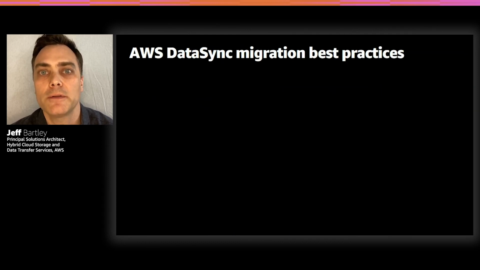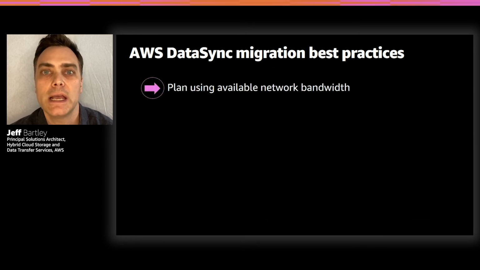All right, and let's talk about a few more best practices with using DataSync. And so the first of these is to always remember to plan for your available network bandwidth. So sometimes I'll go in and talk to customers and they'll ask me, well, Jeff, how long is this going to take? And so we'll talk about their network and what they have, and they may say, well, I've got a 10 gigabit per second network. And well, that's great, but half of it is being used for my business processes.